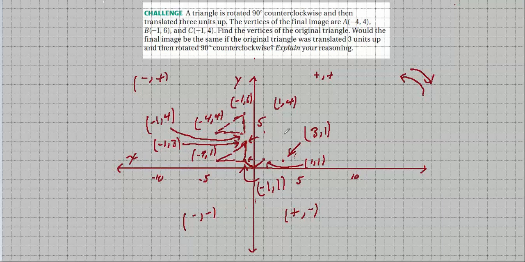What about this one here? Minus 1, 4 goes into 1, 4. Well, once again, it looks like we swapped the coordinates and changed the sign on the x coordinate. And not only does it look like that's what we did, that is exactly what we did. So notice that our horizontal line with a 90-degree rotation becomes a vertical line, and our vertical line becomes a horizontal line.